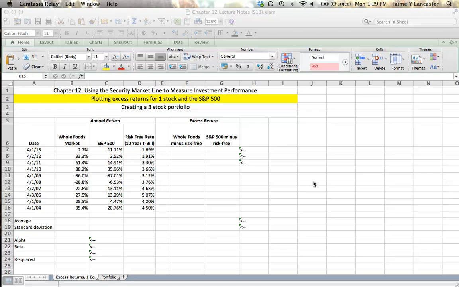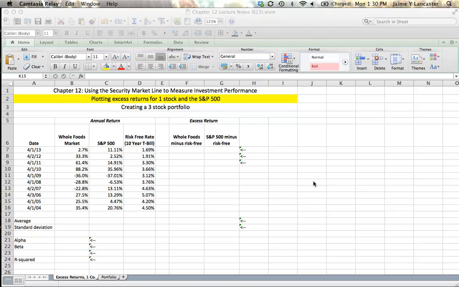So let's use the security market line to measure investment performance. Basically, the security market line tells us that a stock's return is going to be equal to its beta multiplied by the S&P 500's return plus or minus some adjustment, and that adjustment is going to be its alpha.